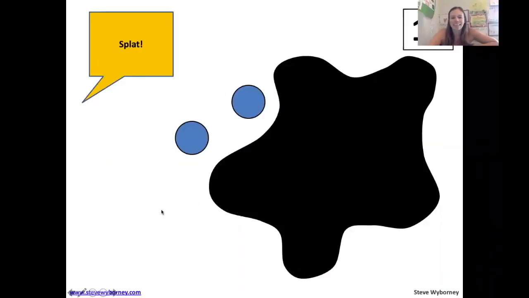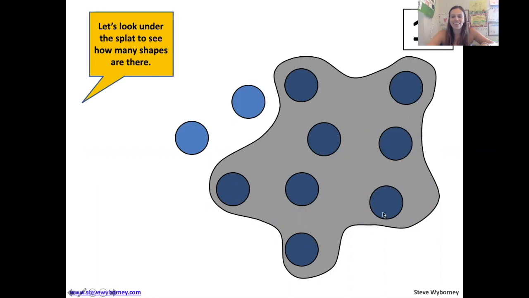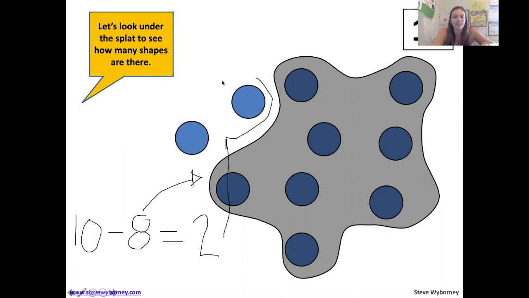Let's see if this matches what we did on our whiteboard. Let's count them. 1, 2, 3, 4, 5, 6, 7, 8. There are 8 dots under the splat. Let's think about that. We had 10 to start, and then we took away 8. This 8 represents the 8 dots under the splat. And then we had 2 dots left over. This 2 represents the 2 dots we have here.